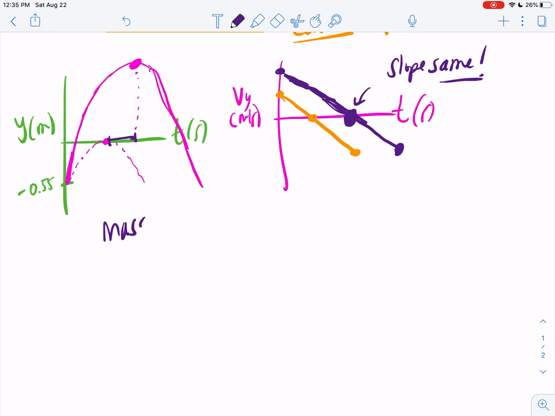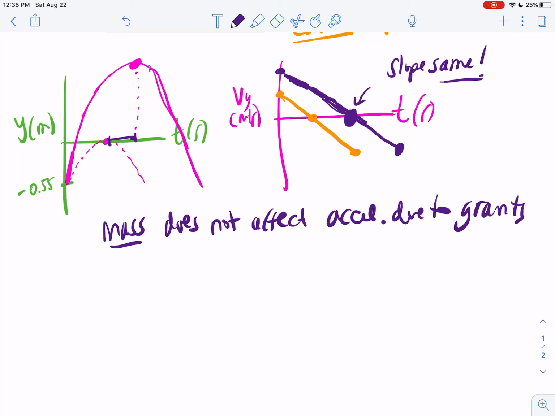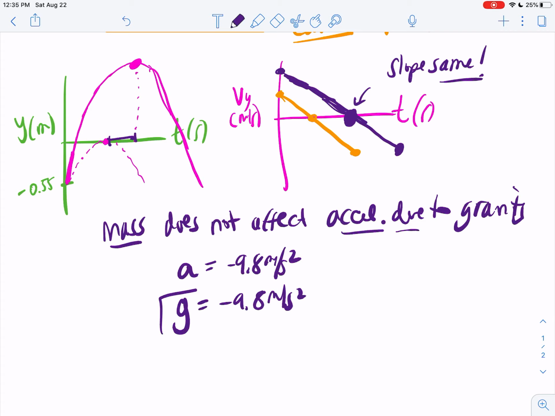Mass does not affect the acceleration due to gravity. Let's try not to just say gravity, let's say acceleration due to gravity. This acceleration of negative 9.8 meters per second squared, you could also call little g if you wanted to, but it doesn't really matter. Just call it an acceleration, and the mass does not affect it. This is the stuff that I want you to make sure you present in your final product, that you've wrapped all of this up. And again, remember, this is for Earth.